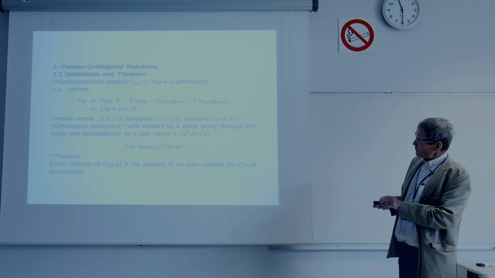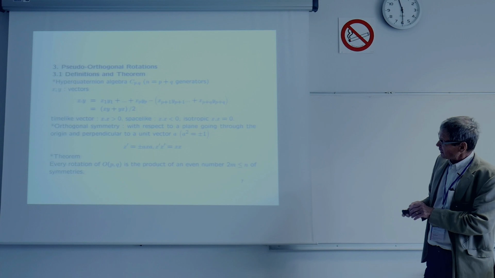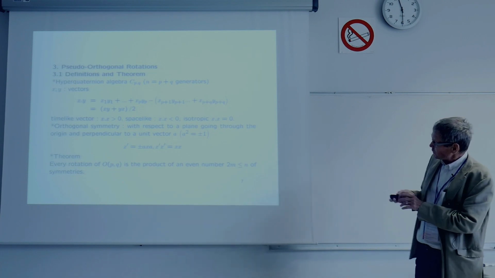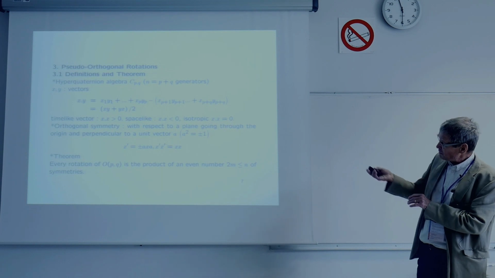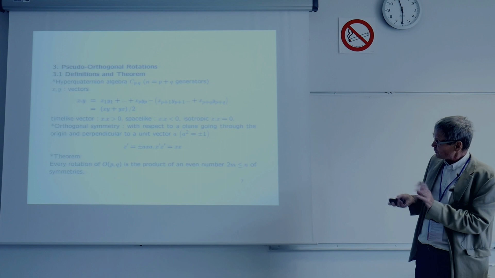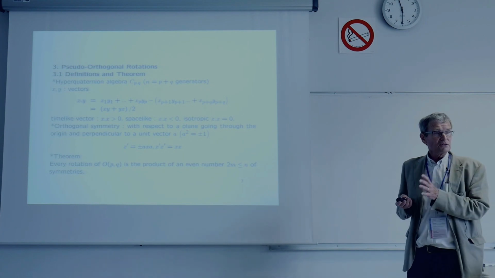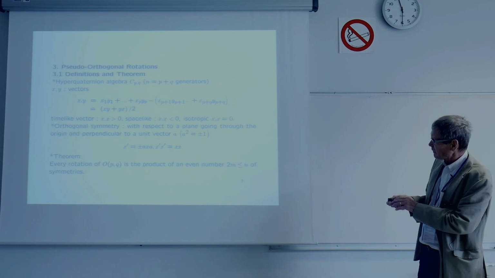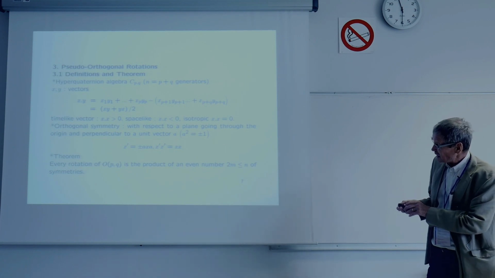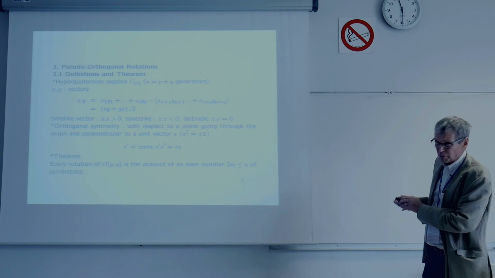We go on to pseudo-orthogonal rotations. We start from a hyperquaternion algebra, which is of the type CPQ. With a matrix, we have defined the vectors. We get the matrix, which is the pseudo-orthogonal matrix in the general case. We have time-like vectors, space-like vectors, and isotropic vectors.